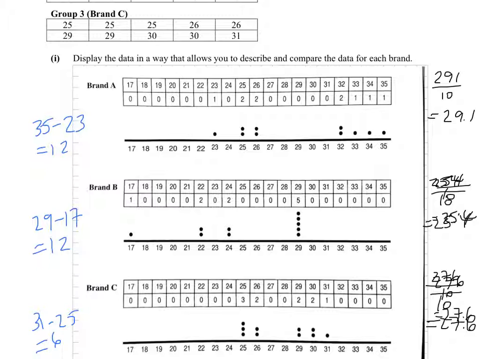We would feel as though there's likely to be 27 or 28 beans in the bag. We're less able to make a confident prediction with either brand A or brand B.